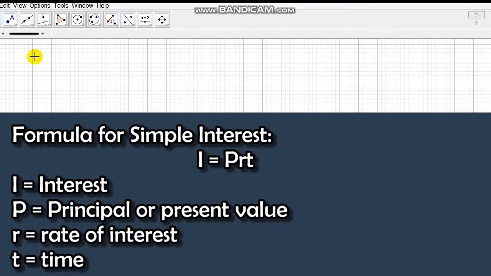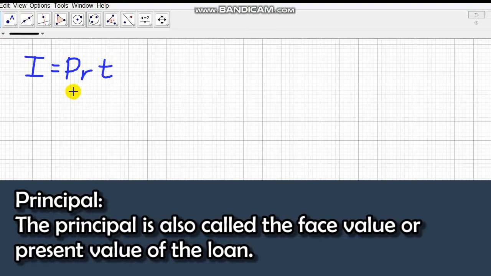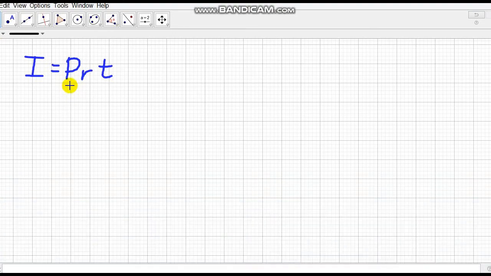So the formula for the simple interest is I, which is interest, is equal to P, which is the principal, R, which is the rate, and T, which is time. I is equal to PRT. The principal, this P here, is also called the face value or present value of the loan. So it is the amount that it is right now.